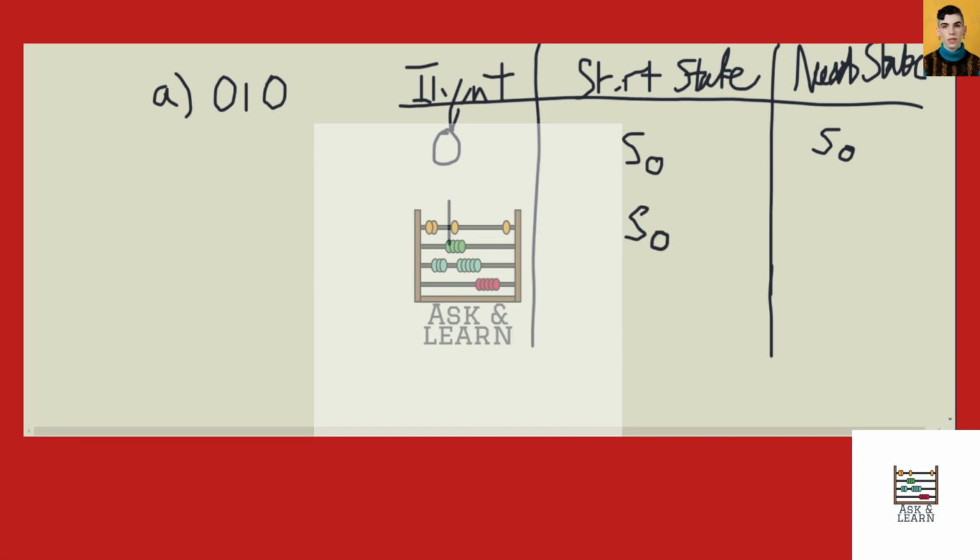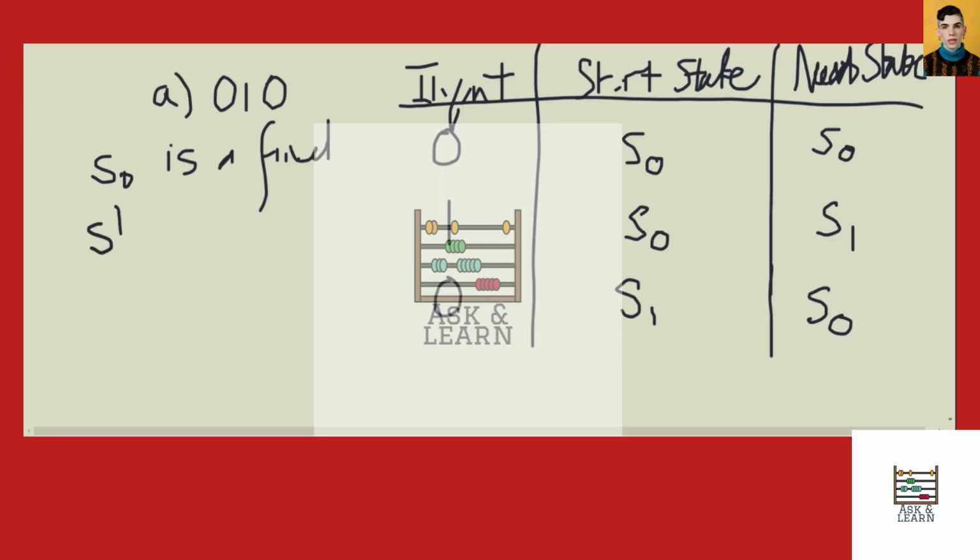The second input is 1. We're starting at state S0, and so the next state is S1, and the last input is 0. We're starting at state S1, and so the next state is S0. So our final state here is S0, and S0 is a final state. So it follows that the automaton will recognize the string 0, 1, 0.